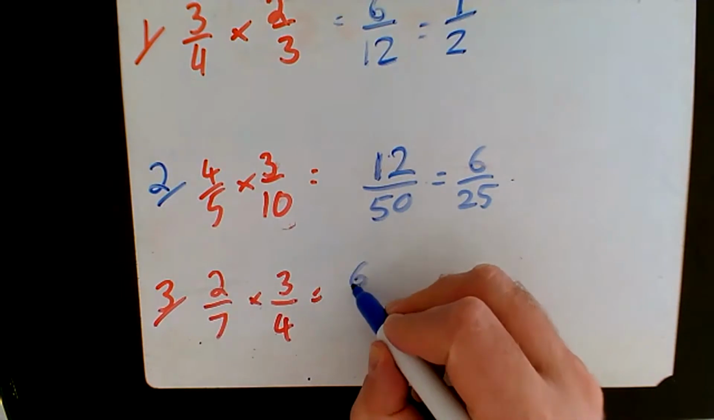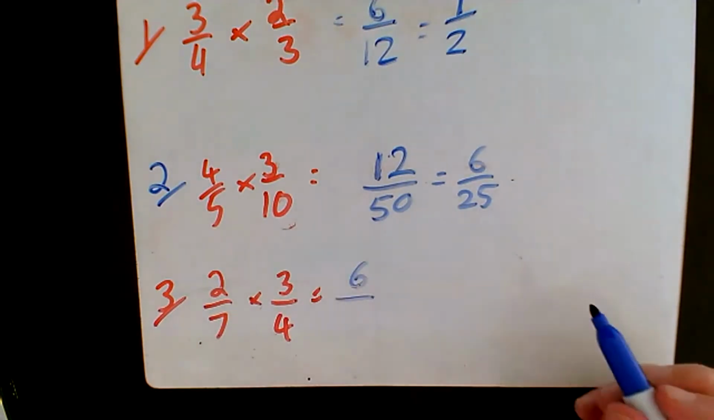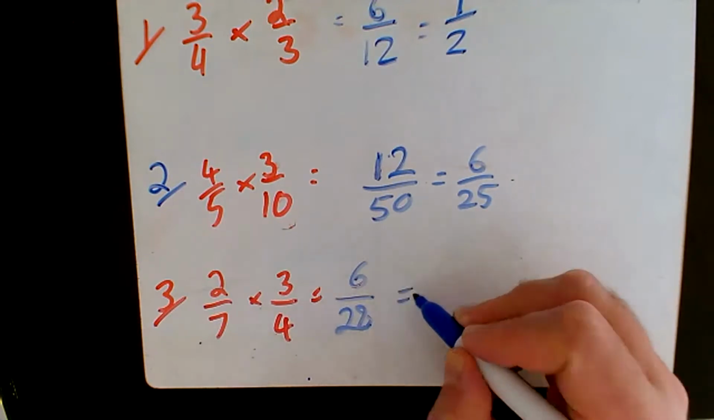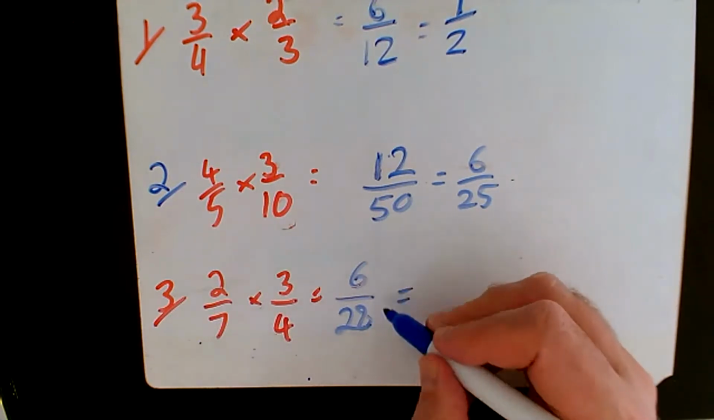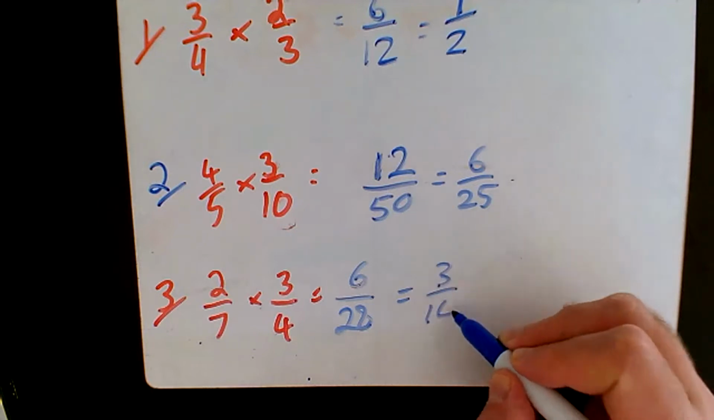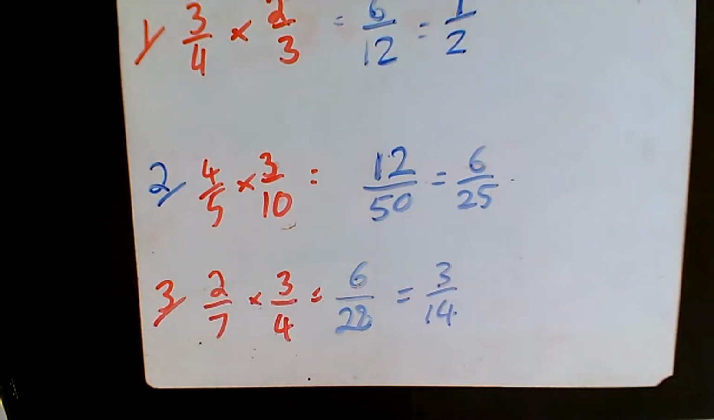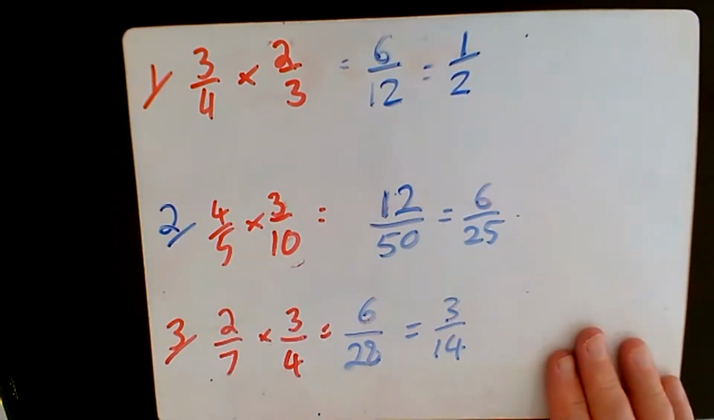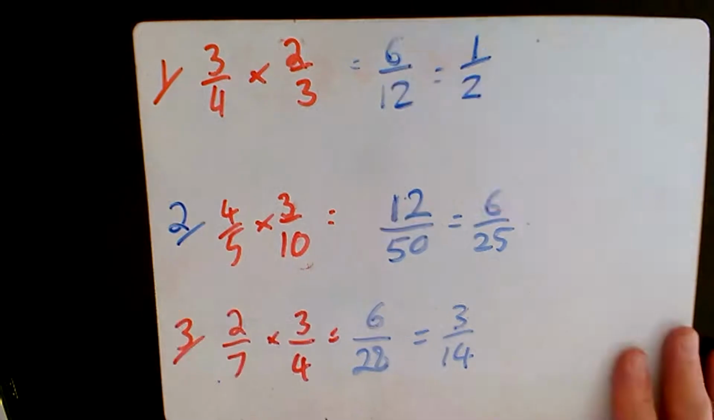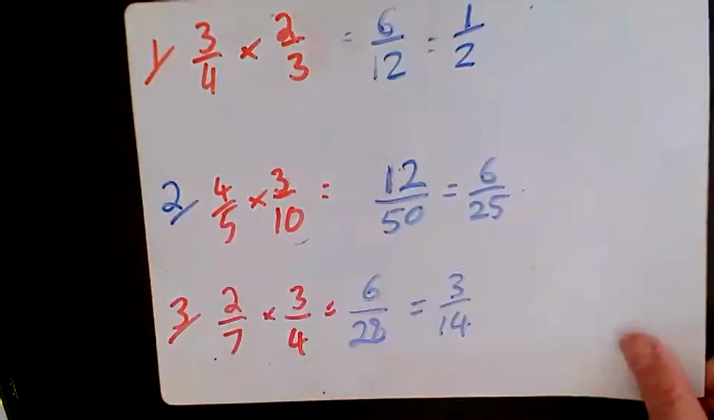2 times 3 is 6. 7 times 4, this is where our times tables help, isn't it? 7 times 4 is 28. Again, I can see that they're both even numbers, so if I halve them, I get 3/14. Okay, so really quite straightforward multiplying fractions, easier than adding and subtracting. However, of course, they're going to get more difficult, aren't they?